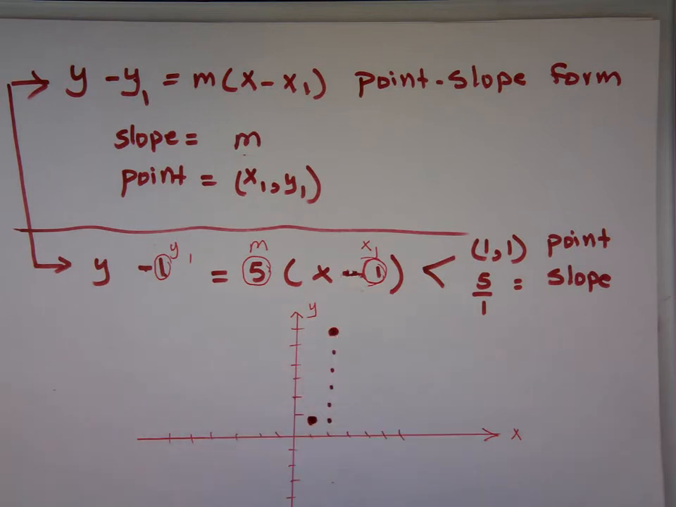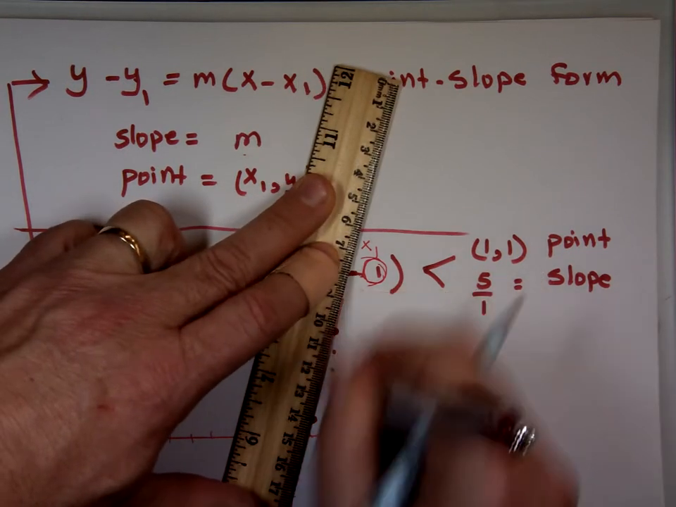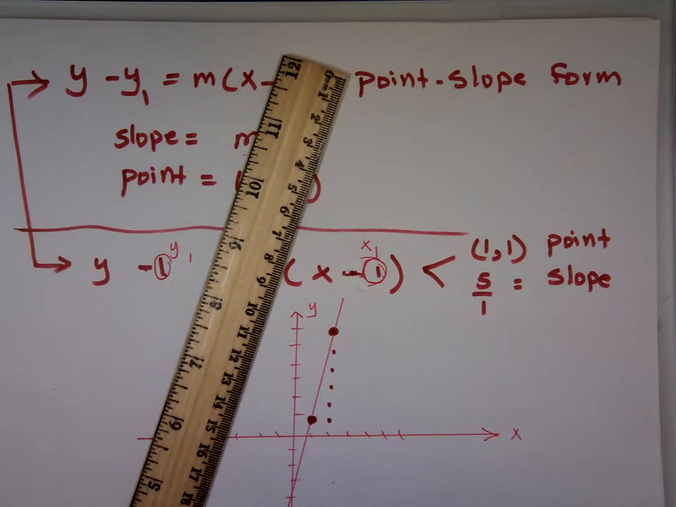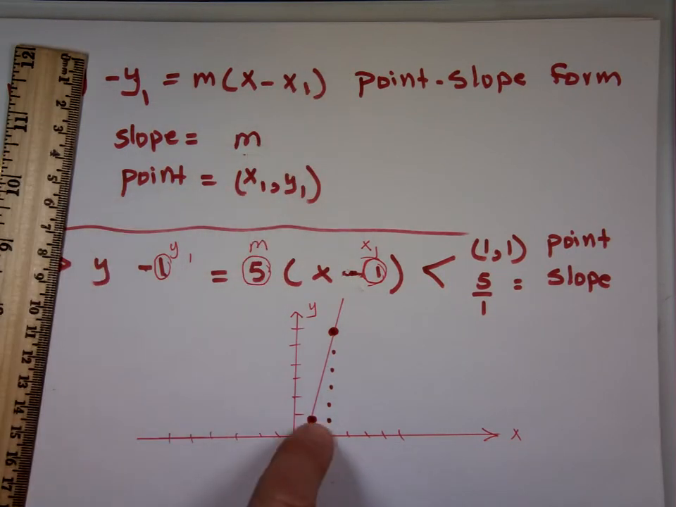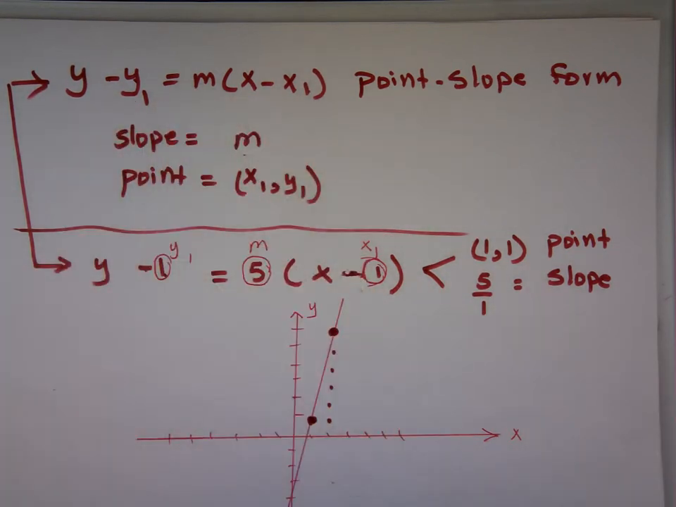So this point is right here. So you have a point, but it's not the y-intercept, and you have the slope. So that's called the point slope form. You can still graph it if you're in that form without having to solve it for y. A lot of times they ask you to put it in this form.